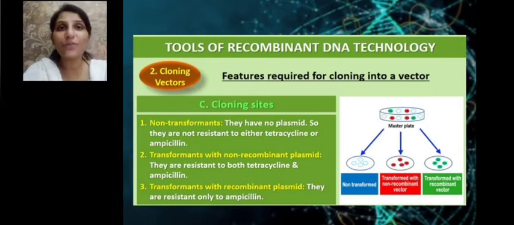Second is transformants with non-recombinant plasmid. They have received a plasmid, but it is not a recombinant plasmid. The plasmid does not have a gene of interest. Is it clear? So they are resistant to both tetracycline and ampicillin. And third is transformants with a recombinant plasmid. They are resistant only to ampicillin. They cannot resist tetracycline.